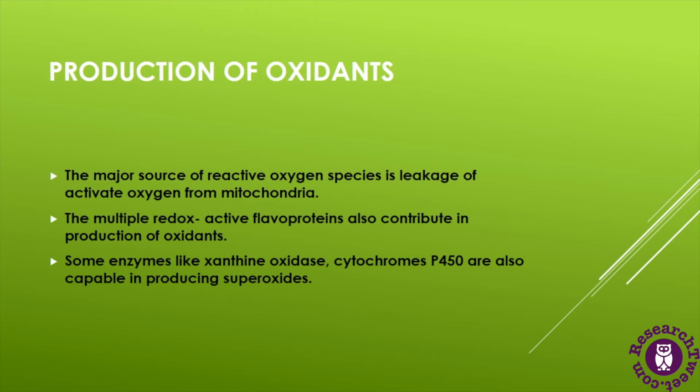And there are several other methods of production of oxidants, which include multiple redox active flavoproteins, the proteins which have flavin groups within them and also contribute to the production of oxidants. And there are several enzymes like xanthine oxidase, cytochrome P450, NADPH oxidases, and many other enzymes which are also capable of producing superoxide.